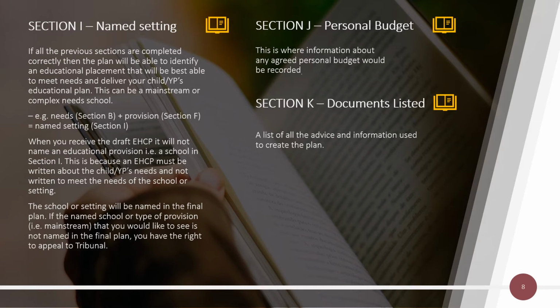When you receive the draft EHCP, it will not name an educational provision, i.e. a school in section I. This is because an EHCP must be written about the child or young person's needs and not written to meet the needs of the school or setting. The school or setting will be named in the final plan. If the named school or type of provision, i.e. mainstream, that you would like to see is not named in the final plan, you have the right to appeal to tribunal.